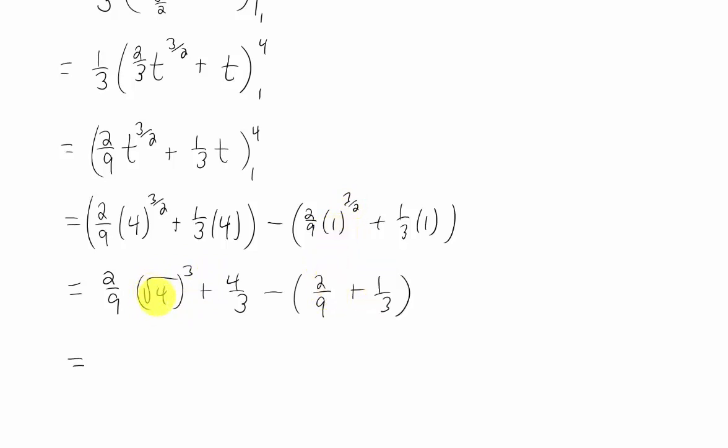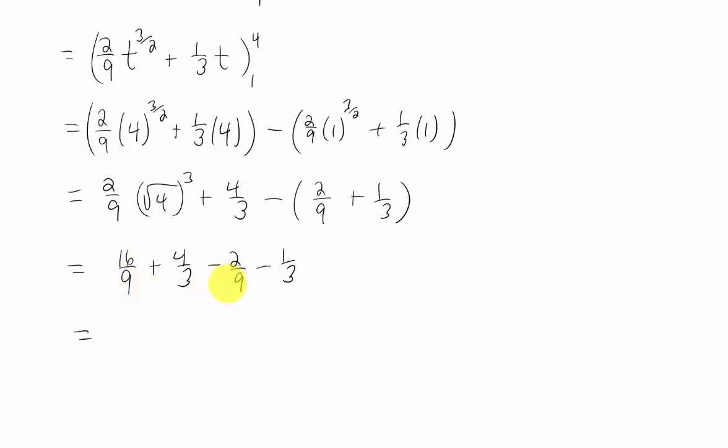If we take the square root of 4 and then cube that, we get 8. So that's going to make this a 16/9. So it looks like we can combine the terms that already have common denominators. If we want a final fraction here, we could call 1 9/9, and we get 23/9 as our final answer.